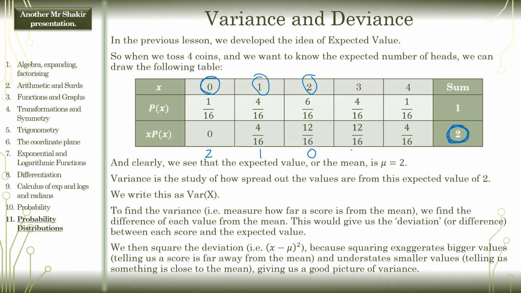We want to exaggerate the numbers that are really far away to tell us that, hey, the scores are very spread out. And if the scores are not spread out, then when we square them, it won't really change them so much. For example, if all the scores are spread out by 1, we square 1 and we end up with 1. It doesn't change, and that will give us a good picture of variance. Any questions? What about 3 and 4?